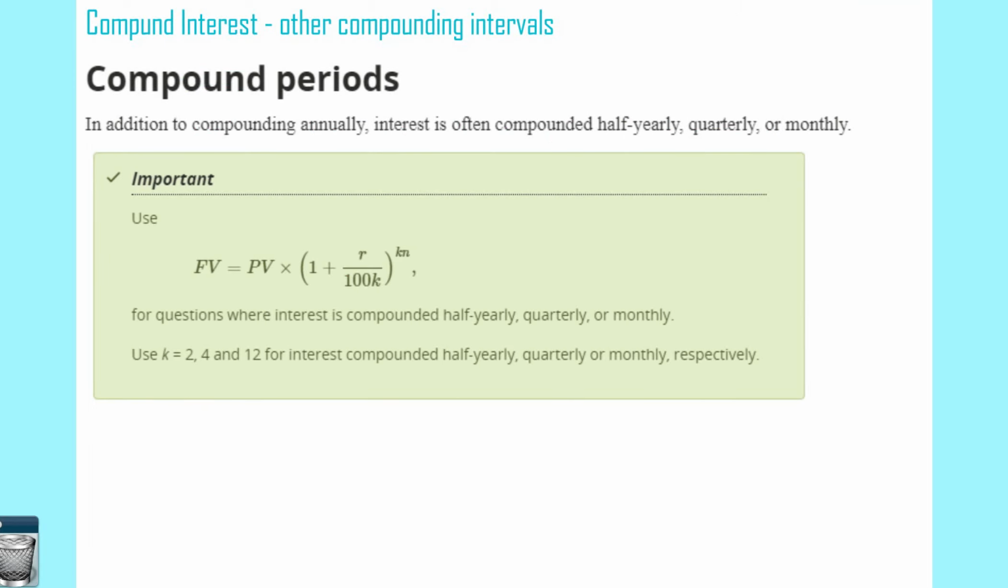So compound periods. You could do it yearly, quarterly, or monthly, or cut it in half. So we can change that value with K. Remember I said it was once a year, so K is 1. We can change it if it happens half yearly. That's weird. Usually I hear that as more semi-annually. Anyway, so quarterly, monthly, things like that.